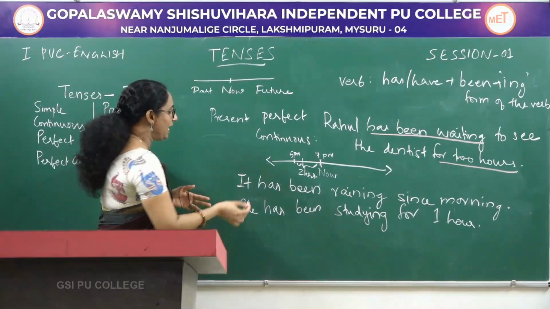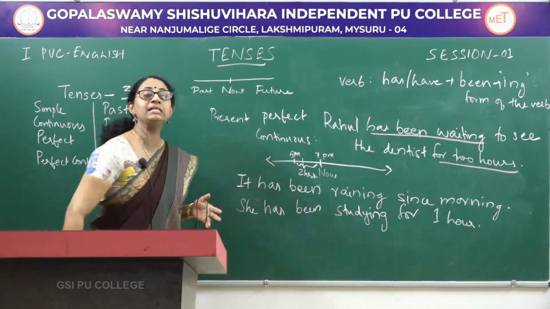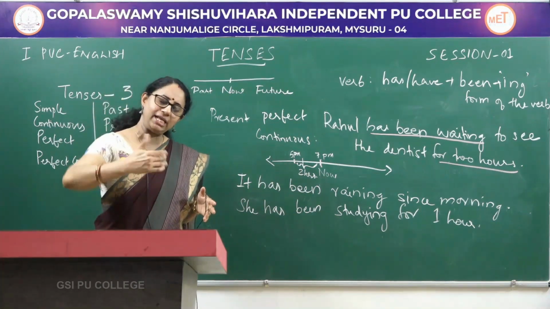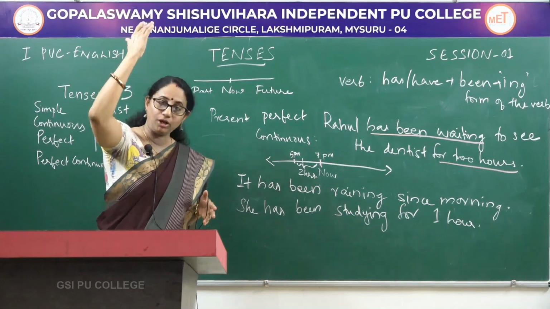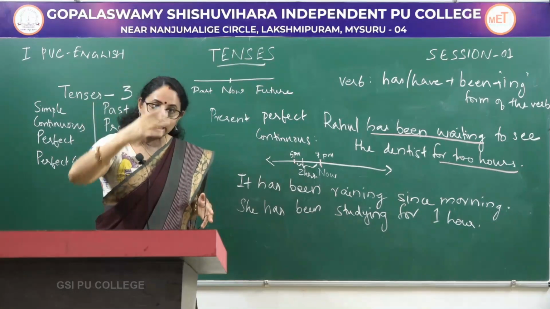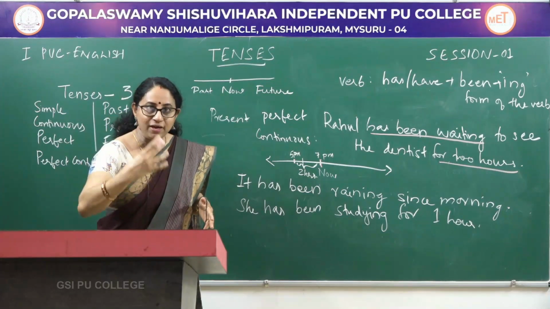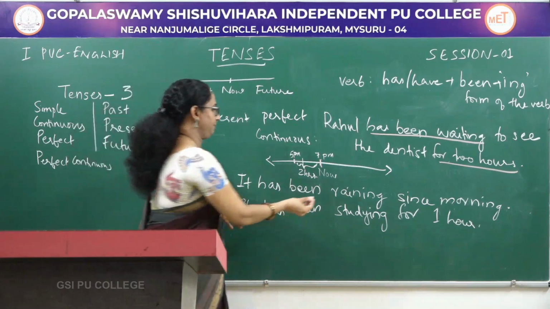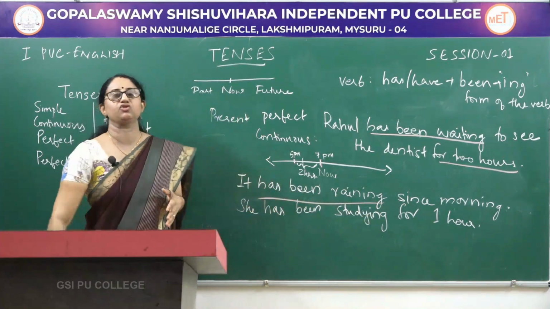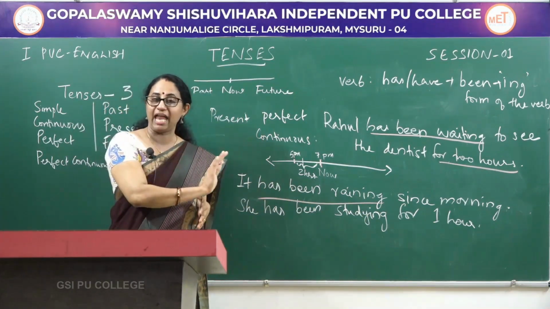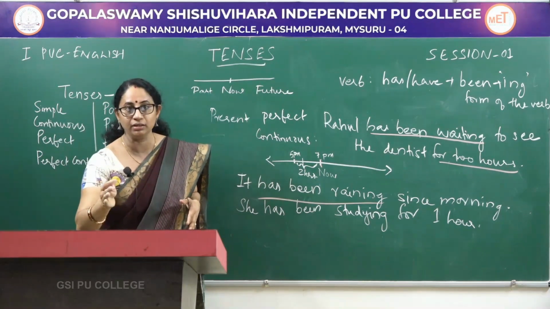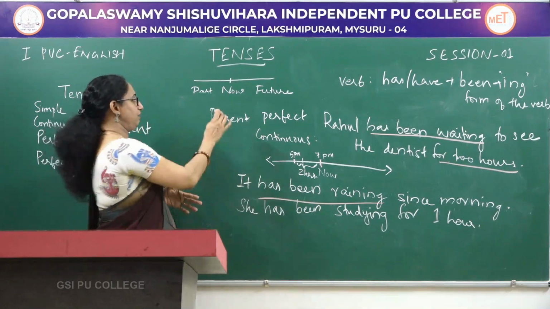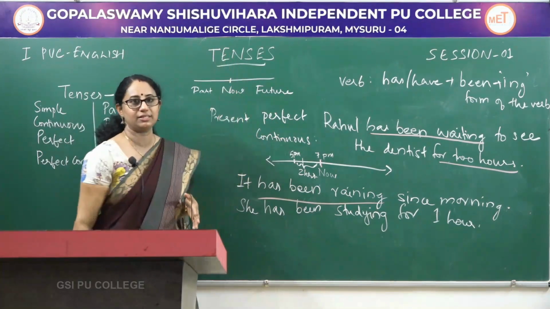Now see the next example. It has been raining since morning. What does it mean? The action of raining started long back. In the morning it started. It has been continuing, and even at this moment of speaking, even in the present, this continues. It is raining. So an action that began in the past, that was continuing in the past up to the moment of speaking is represented using present perfect continuous tense.